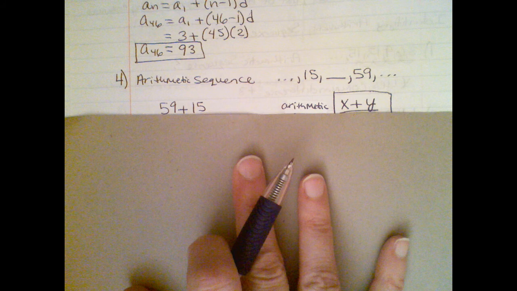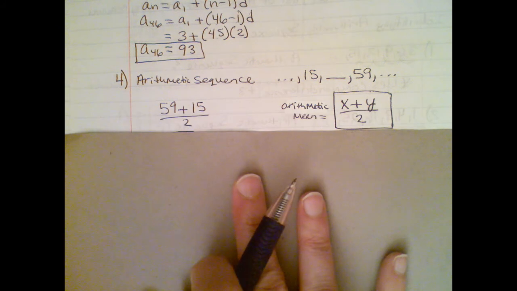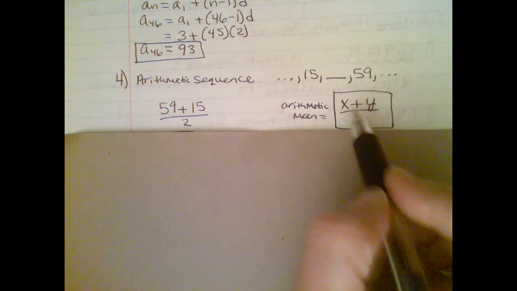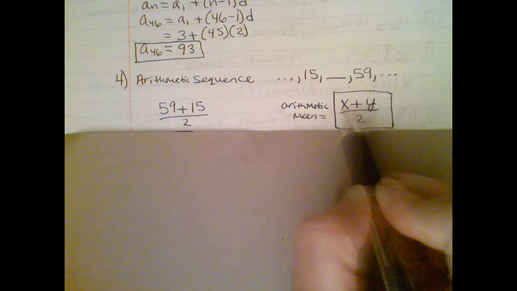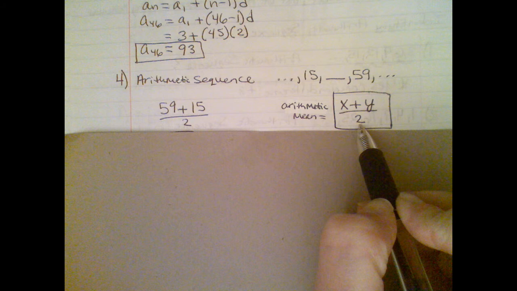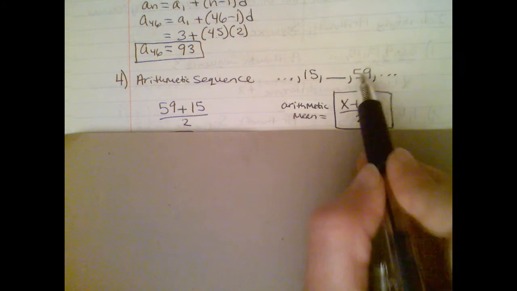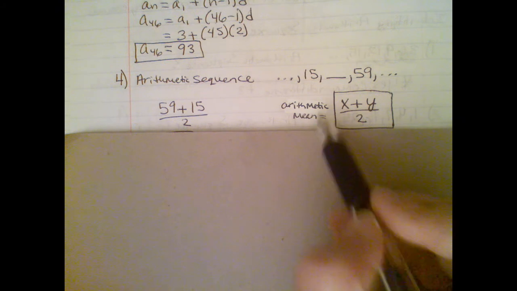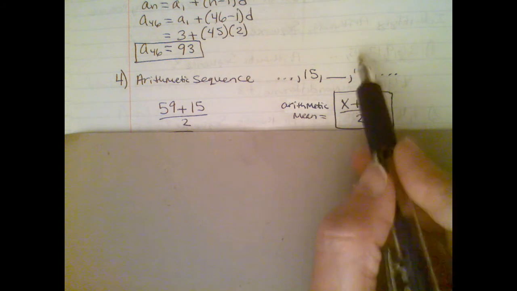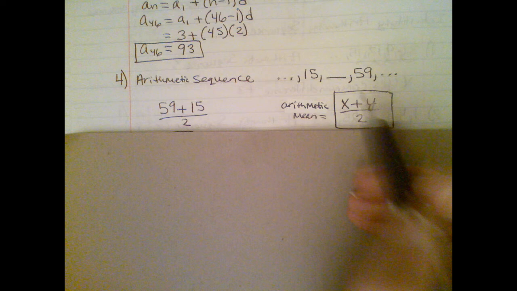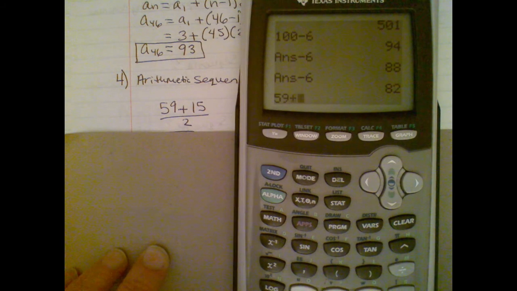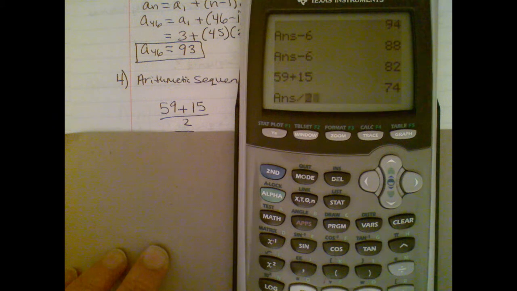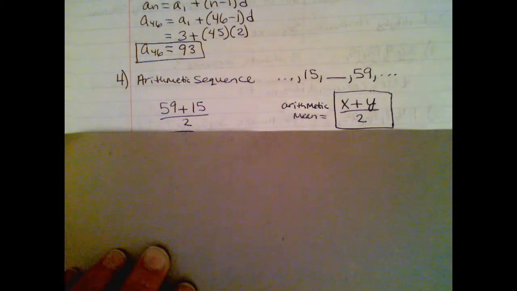We could use the arithmetic mean formula, which is just that you add the 2 numbers and then you divide by 2. So our x and our y would just be these 2 numbers, and this arithmetic mean just means we're finding the average, so we're going to find that middle missing number. If we add these 2 numbers, 59 plus 15, divide by 2, we get 37.